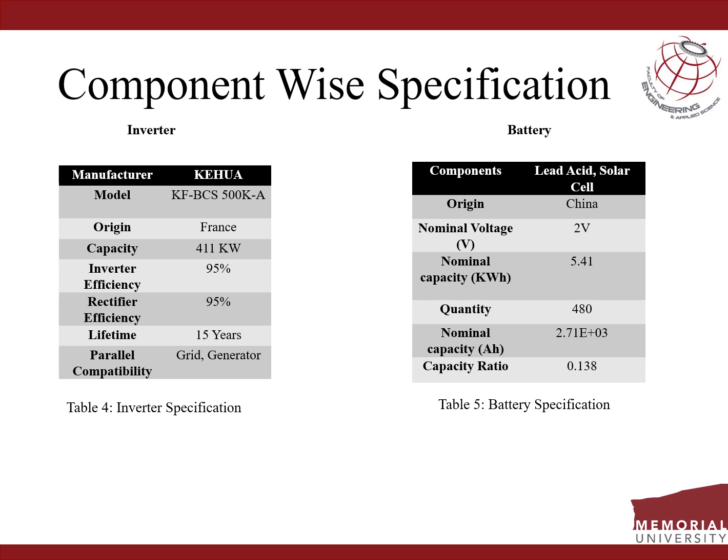Now let's discuss the inverter and battery. The inverter is KACO from France with a capacity of 411 kilowatt and an efficiency of 95%, and the battery comprises lead acid solar cells from China with a nominal capacity of 5.41 kilowatt and a total of 480 units.